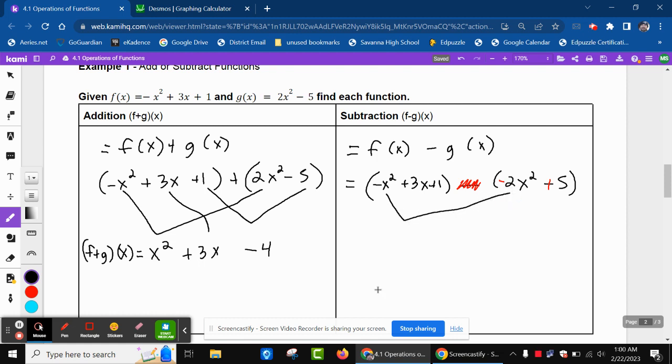So negative, negative will still be negative, but now it's 3x squared. This 3x is still there all alone, and 1 plus 5 is plus 6. So the function f minus the function g of x will equal this.